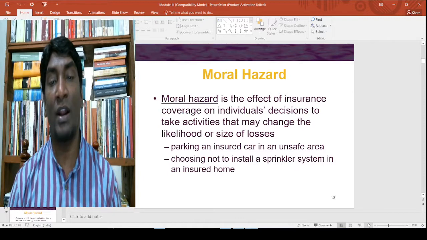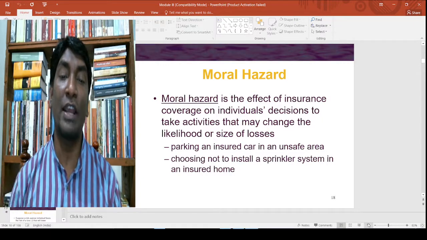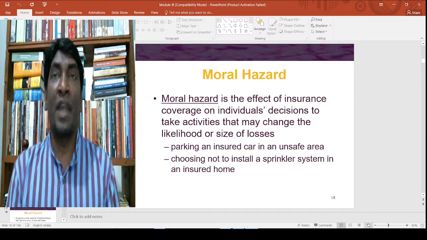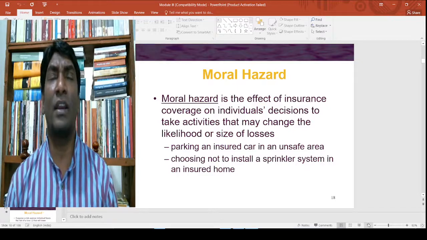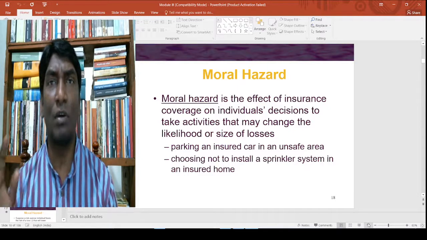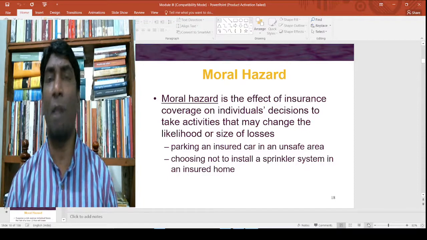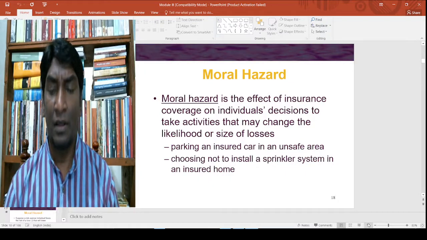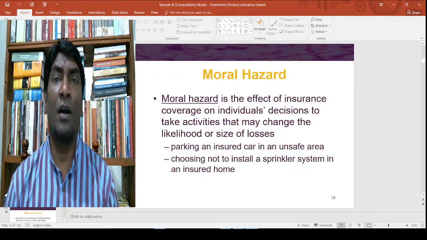When it comes to the moral hazard problem, things are affected in a very different situation. For example, insurance coverage affects an individual's decision to take an activity that may change the likelihood or size of the loss. For example, I buy certain insurance and the insurance company says yes, we will give you every kind of thing, but at the end of the day they have some sort of black box situation. For example, when I buy car insurance, even bumper to bumper insurance, at the end of the day when an accident comes, it is normally not actually bumper to bumper.